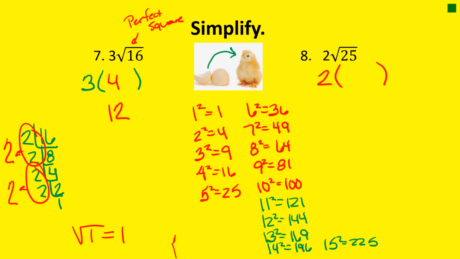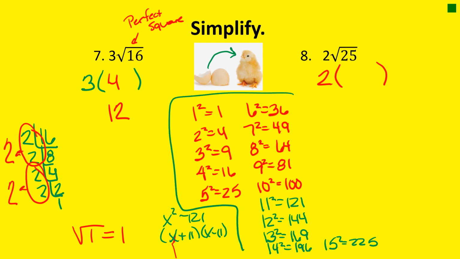You know where it helped you last time? It helped you in x squared minus 121. You would know to factor that to x plus 11, x minus 11. So know these perfect squares. Make sure those are written in your composition book. We want to see them.